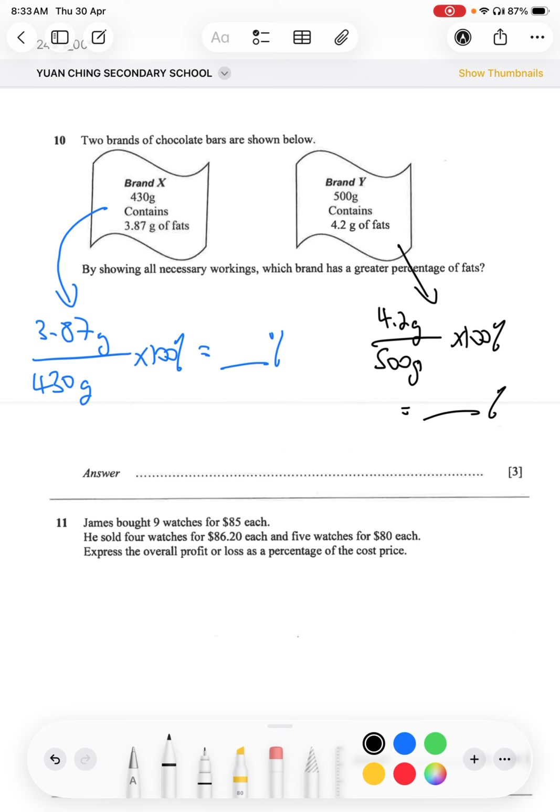Okay, for this, if I didn't remember wrongly, I think the answer should be brand X. Brand X. But you check out the percentage, brand X should be higher. Okay, for this.